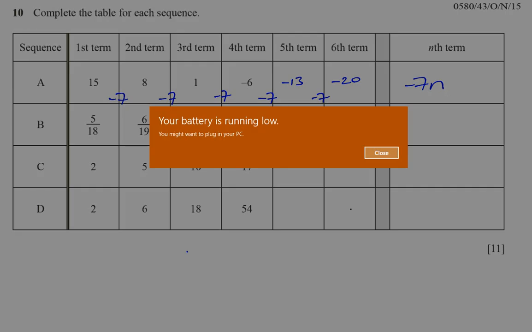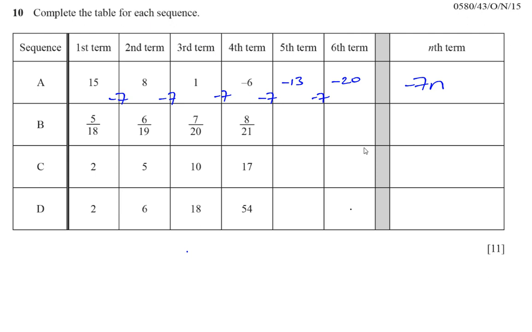One second, let me just put the battery in. Okay. Minus 7 times n. There we are.